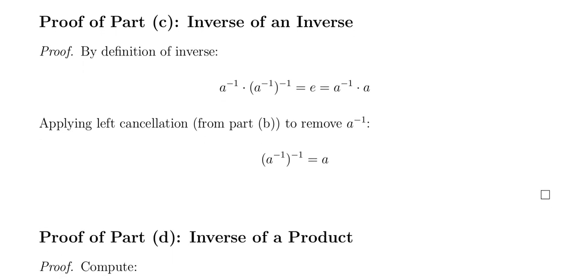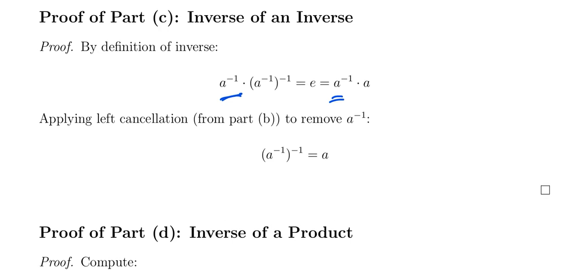And the inverse of an inverse. So A inverse is the inverse of A, and we consider the inverse of A inverse, that is (A inverse) whole inverse. When we use the inverse axiom, A inverse dot (A inverse) whole inverse equals E. Since A inverse is the inverse of A, A inverse dot A equals E. When we use the left cancellation law for this, (A inverse) whole inverse equals A.